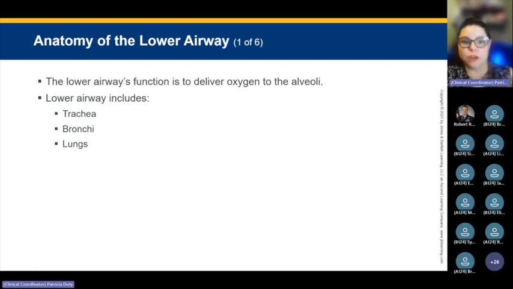Now, the lower airway's function is to deliver oxygen to the alveoli. Okay, how interesting is that? We're still talking about a tube. It is to deliver oxygen to the alveoli. And so the lower airway is going to include your trachea, your bronchi, and your lungs.